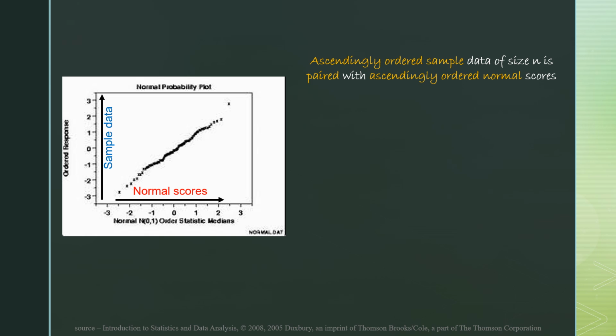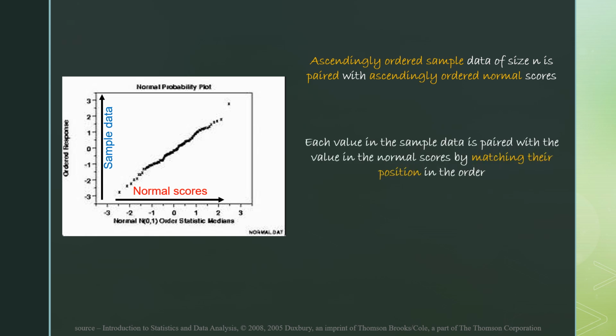Ascendingly ordered sample data of size n is paired with ascendingly ordered normal scores. Each value in the sample data is paired with the value in the normal scores by matching their position in the order, meaning lowest sample data with the lowest normal score, second lowest sample data with the second lowest normal score, and so on. A normal probability plot is a scatter plot plotted using these value pairs.